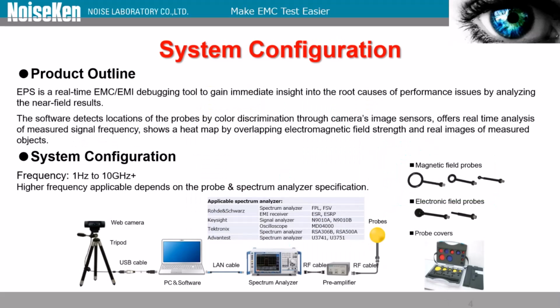Well, this is a configuration. You see that it is very simple: a probe, a camera with software, and a spectrum analyzer. This is a real-time EMC debugging tool to gain immediate insight into the root causes of performance issues by analyzing the near-field results. The software detects locations of the probes by color discrimination through cameras. Image sensors offer real-time analysis of measured signal frequency and show a heat map by overlapping the electromagnetic field strengths and real images of measured objects.